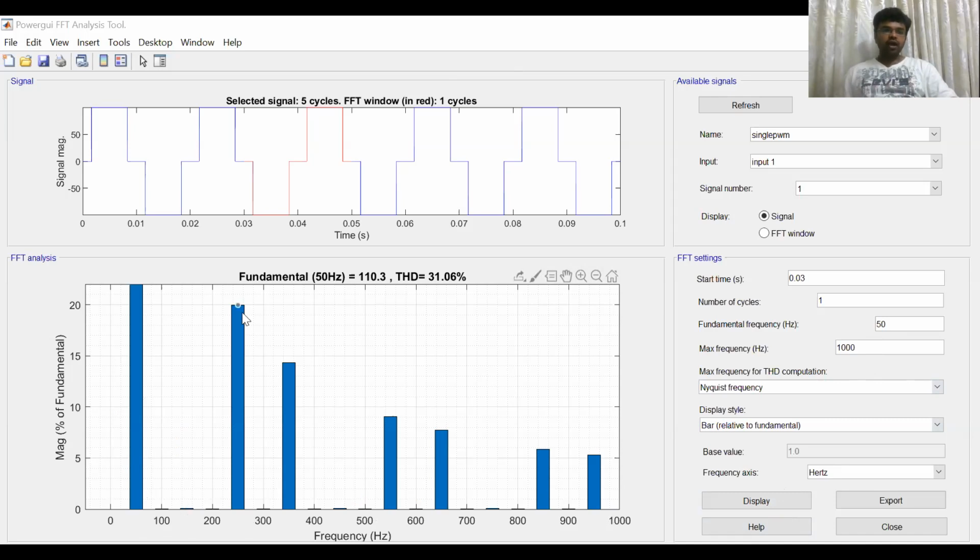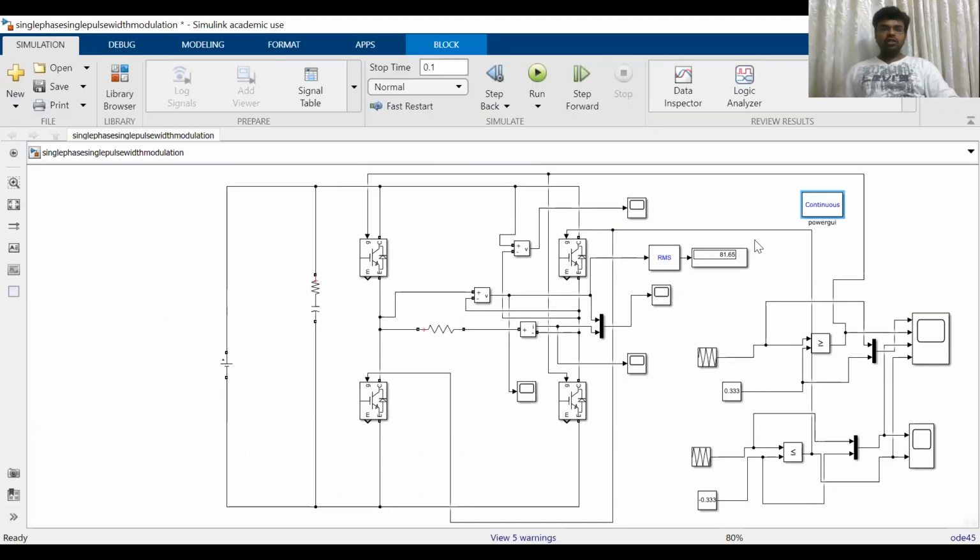But again, what you are having is the fifth harmonic. See, this axis is 250, that is the fifth harmonic. This is 50, 100, 150, and the third harmonic is completely 0. Understand what I'm saying? So come back again to this one.